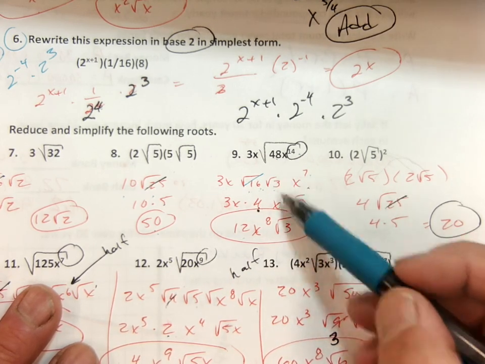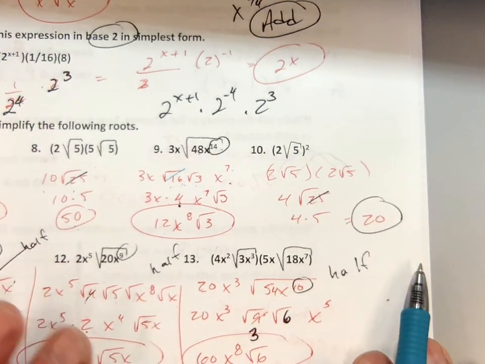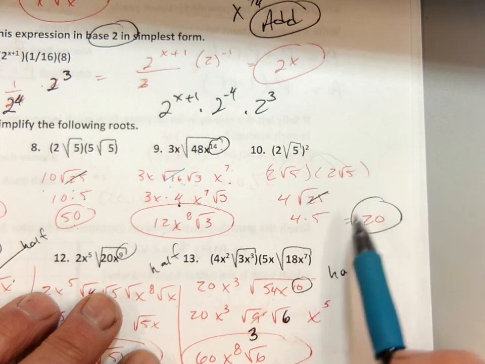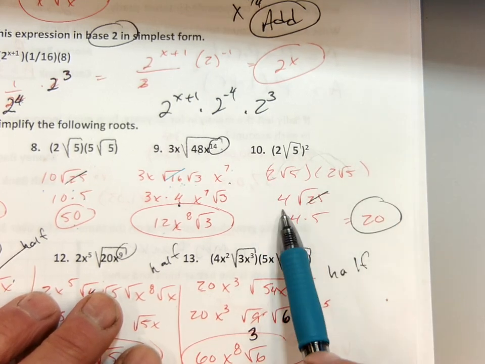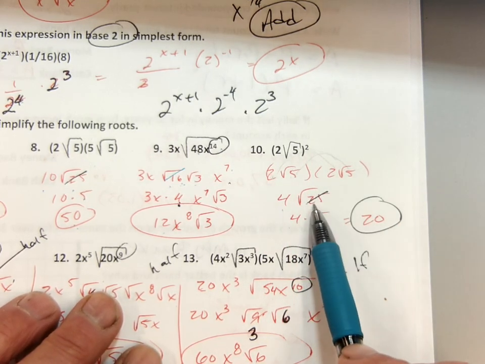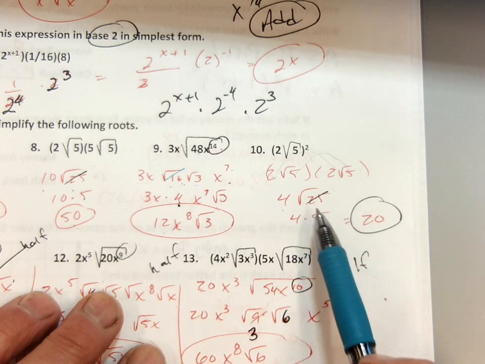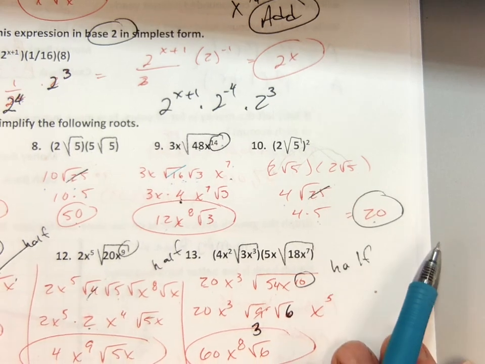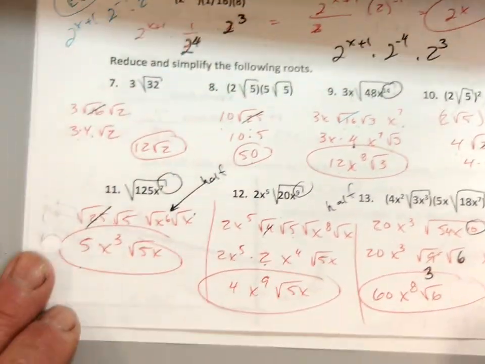It's just an ugly decimal number, so I leave it as a square root of 3. Okay. 10. Because it's a quantity squared, I write it twice, okay? And then I multiply. 2 times 2 is 4. Square root of 5 times square root of 5 is square root of 25. I know the square root of 25 is 5. 4 times 5 then is 20. Okay. If I'm going too fast, just stop it, pause it, and watch it, okay?